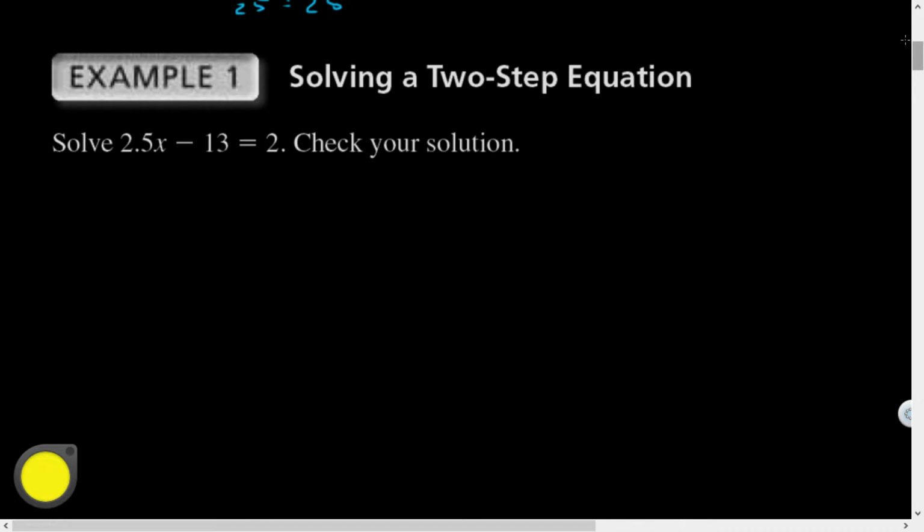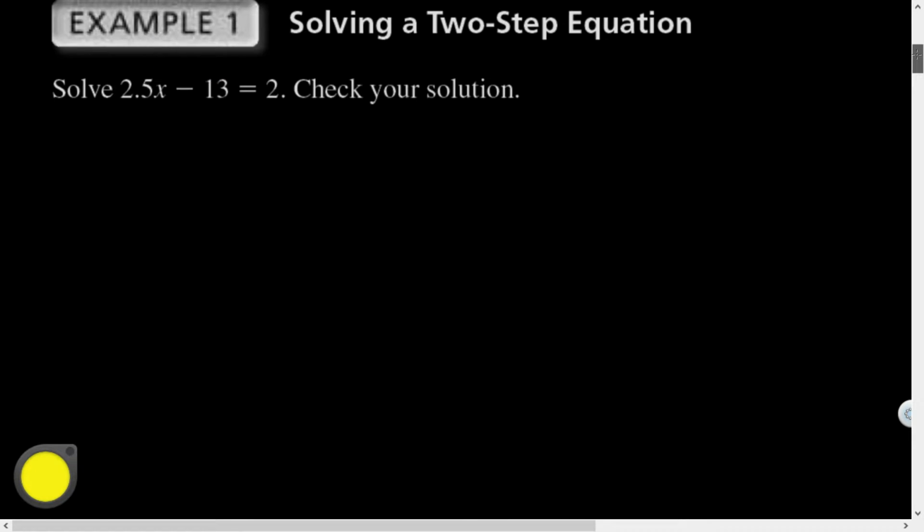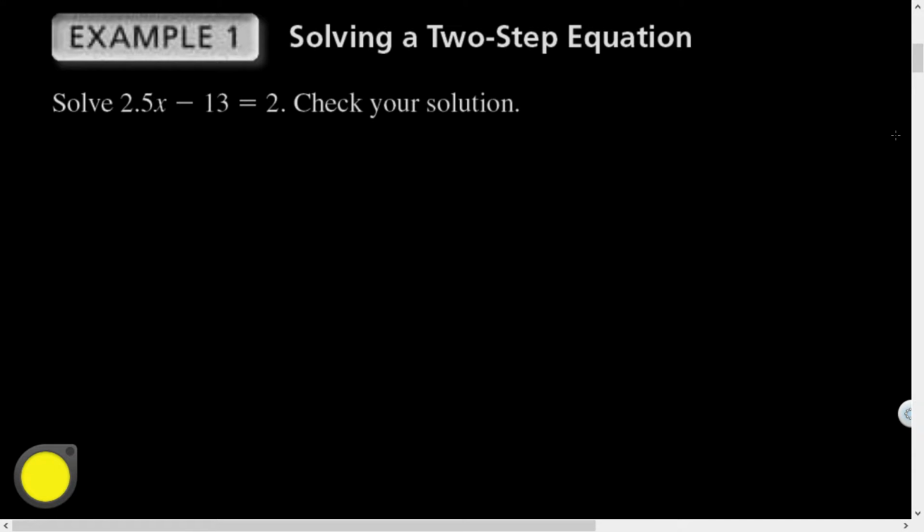A 2-step equation, 2 steps. So here, right, I've taught you how to punch, I've taught you how to kick. We're going to have to both punch and kick to solve this problem. Not literally, don't harm anyone, please. So solve 2.5x minus 13 equals 2. Now, think about this in terms of PEMDAS.